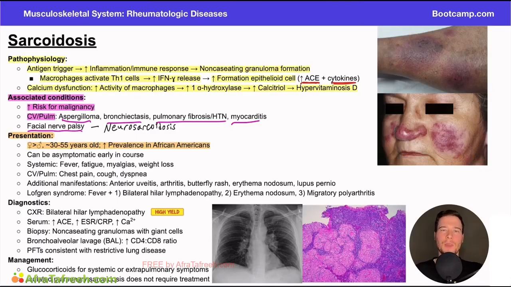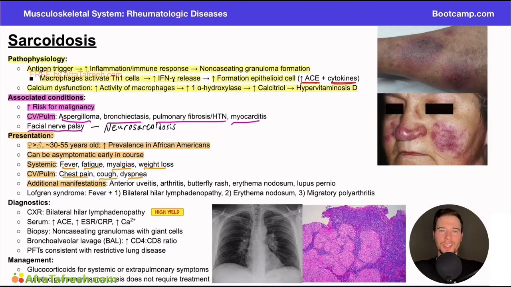Now, when we think about some of the other clinical presentations, keep in mind this can often be asymptomatic in early courses. Patients might not know that they have this condition. However, as they start to develop symptoms, they can get systemic symptoms, cardiovascular pulmonary symptoms, and some additional manifestations as well. So some of the systemic symptoms are fairly nonspecific, like fever, fatigue, myalgias, and weight loss can be associated with a variety of different things. But some things like the cardiovascular and pulmonary conditions such as chest pain, cough, and dyspnea in combination with some of these systemic findings can help us start to build our differential diagnosis.